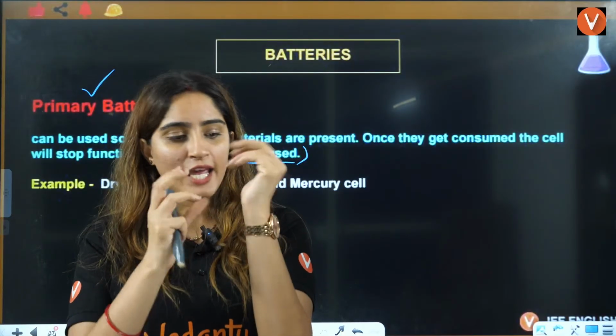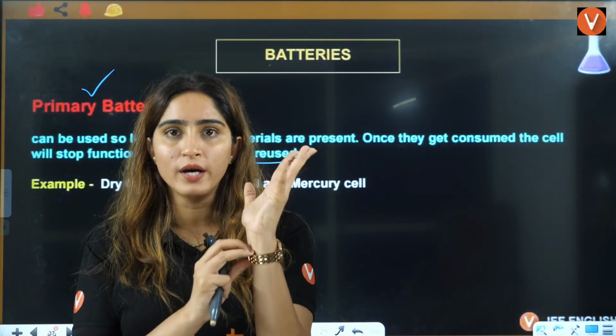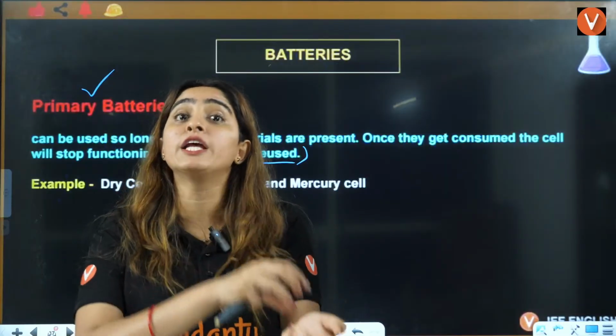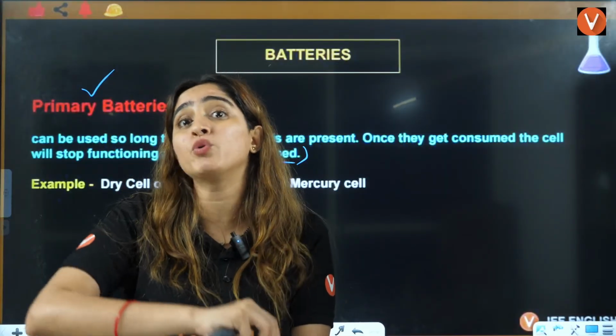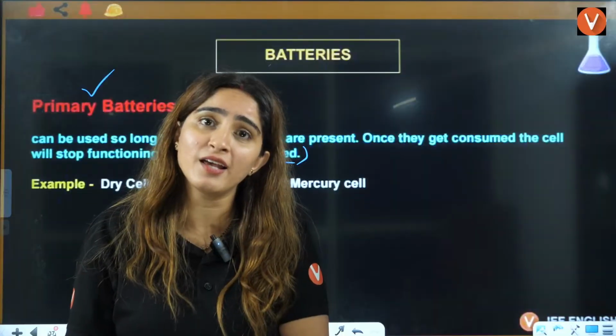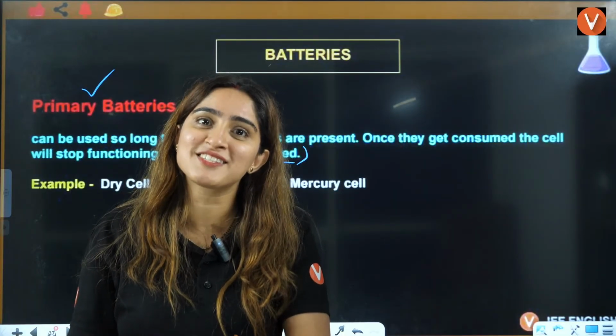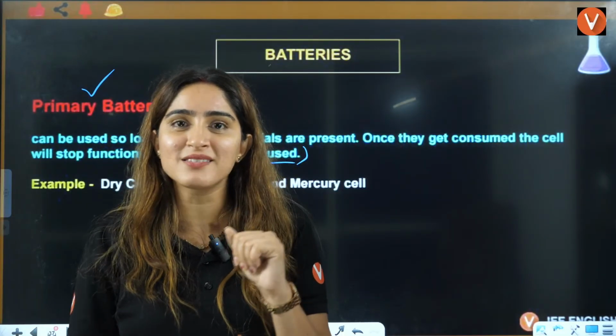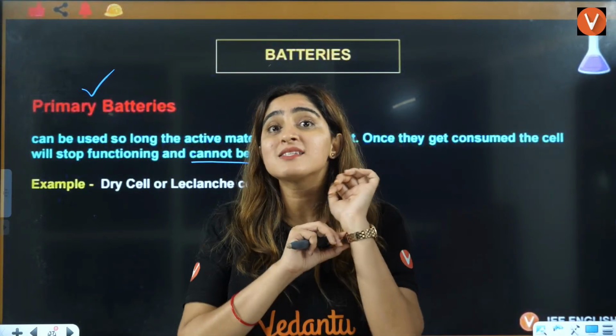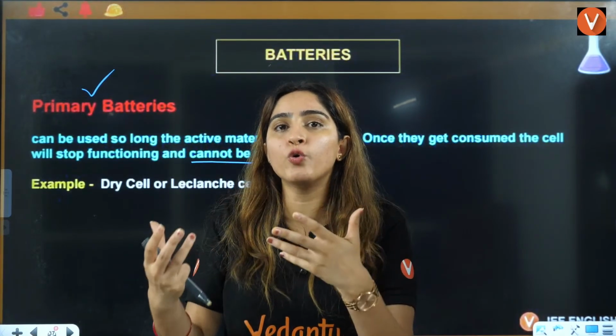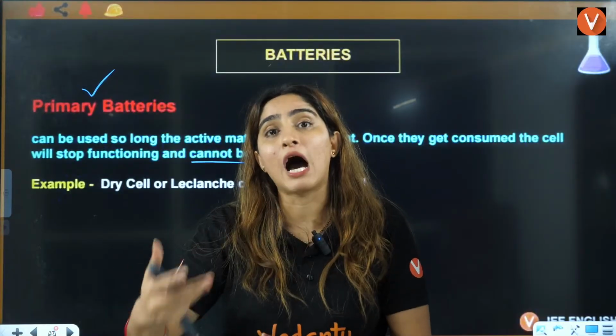That cell, if this battery gets over, I can't charge it and reuse it. That's not possible. I have to get a new one. Though it's very economical. It's just 5 rupees or I think 10 rupees, right? But still you can't again recharge it and use it.